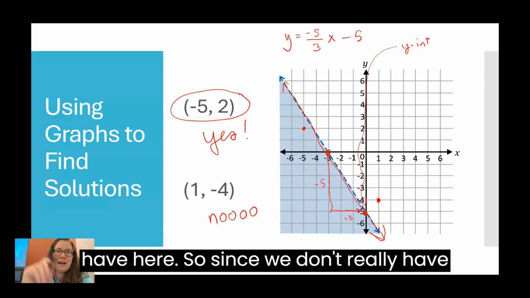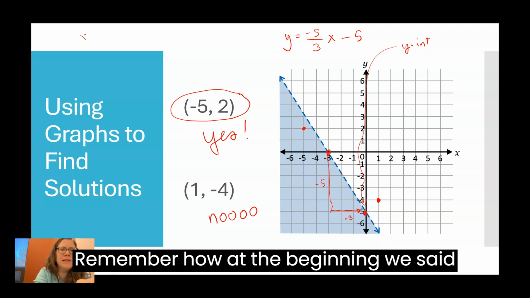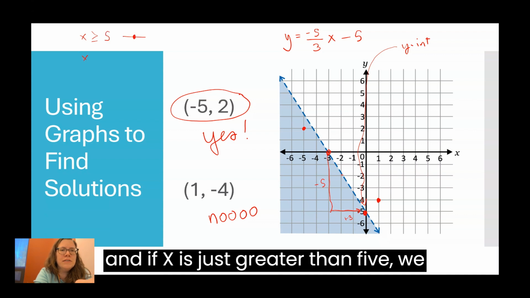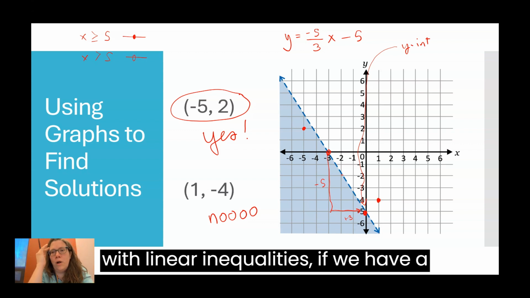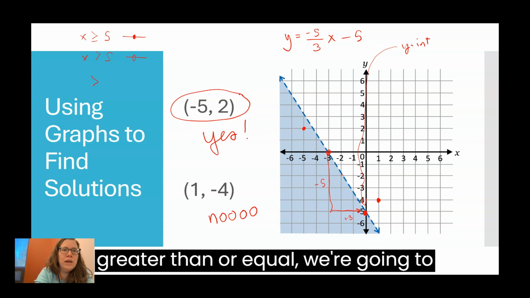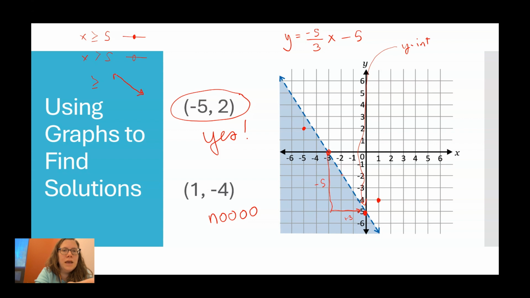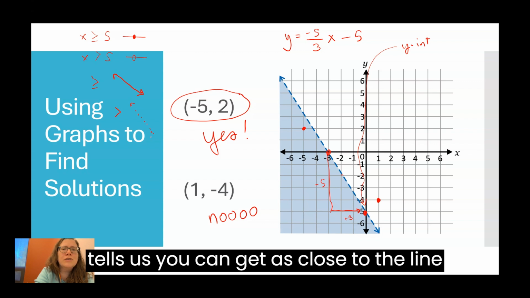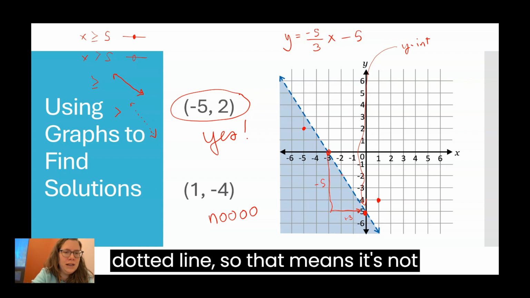So I would love to show you how we take this and turn it into the inequality graph that we actually have here. So since we don't really have that straight line, it was a dotted line. Remember how at the beginning we said that if x is greater than or equal to 5, we have a filled in dot. And if x is just greater than 5, we have an open dot. Really similar with linear inequalities. If we have a greater than or equal, we're going to have a solid line. And if we have just a greater than or less than, it'll be a dotted line. That tells us you can get as close to the line as you want, but you can't get right on it. So looking at this one, we have a dotted line.